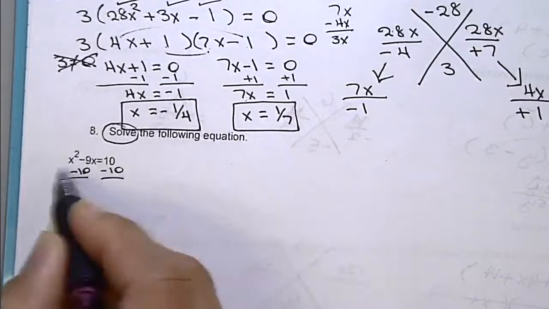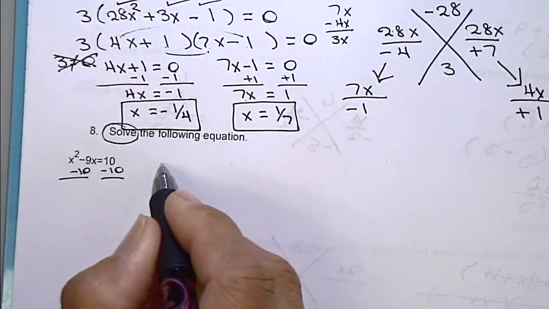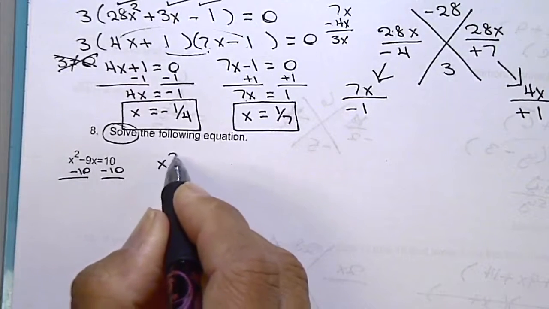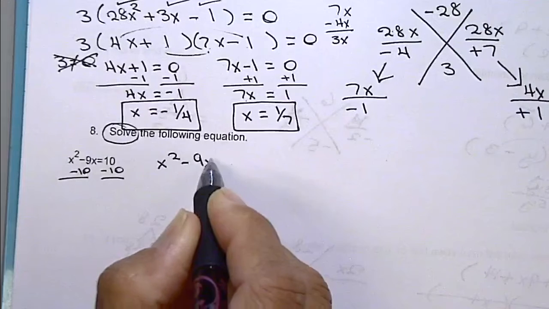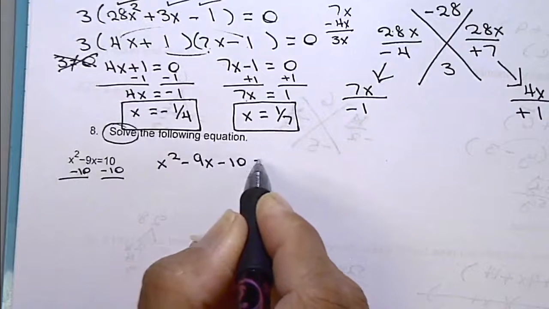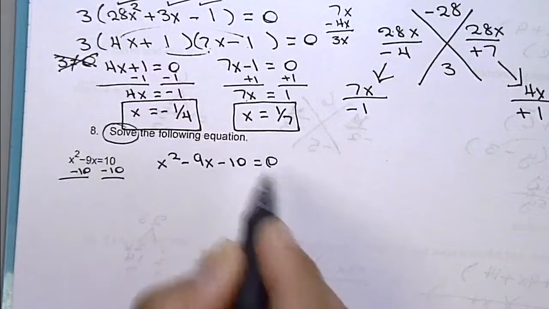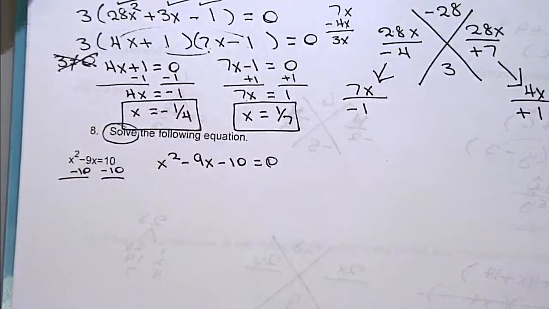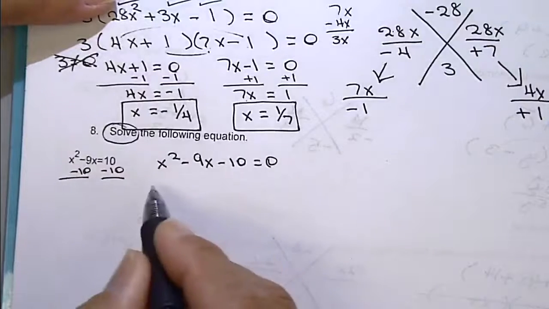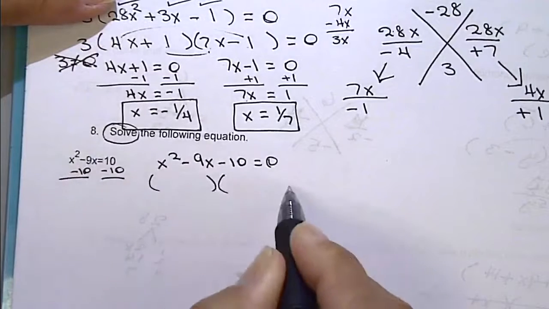I hate the way this paper printed, so I'm coming over here to write it. I'm going to say x squared minus 9x minus 10 is equal to 0. I wrote it in the form that I want the trinomial in when I factor it, you know, highest exponent to the smallest. And I'm ready to factor because there's no GCF.